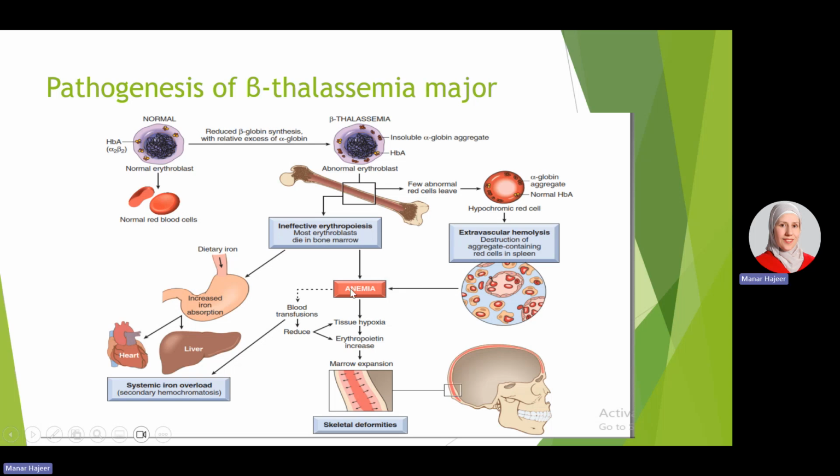The anemia will lead to tissue hypoxia. Tissue hypoxia leads to increased erythropoietin production from the kidney, and this will in turn go to the bone marrow to stimulate more erythroid hyperplasia, leading to marrow expansion and skeletal deformities. Also, these patients are kept on blood transfusions. Repeated blood transfusions also will build up iron in the body, adding to the secondary hemochromatosis.